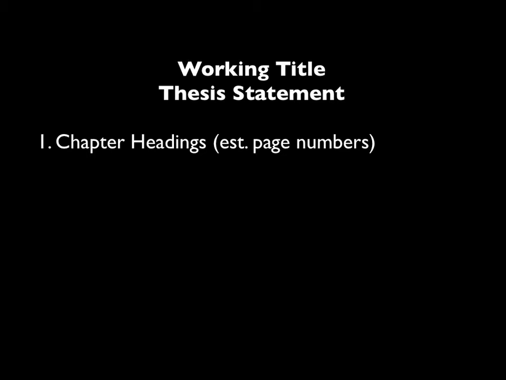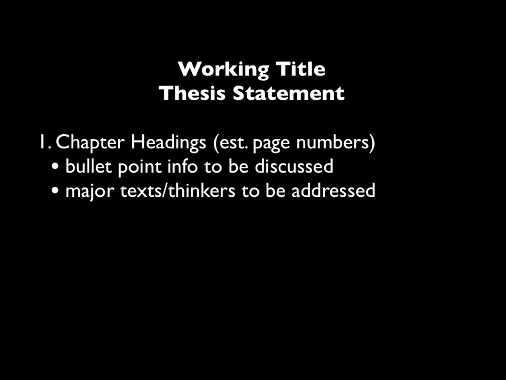This helps you to keep on track as far as your research and writing goes, and helps you to make sure that you have given a balanced amount to every section in your dissertation, so you don't end up with a 60-page methodology chapter and a 20-page analysis chapter. Under each chapter heading is bullet-pointed info that you want to discuss. Major themes, major writings, major thinkers that you want to talk about.